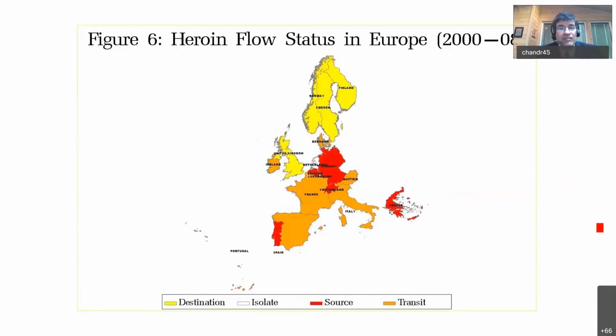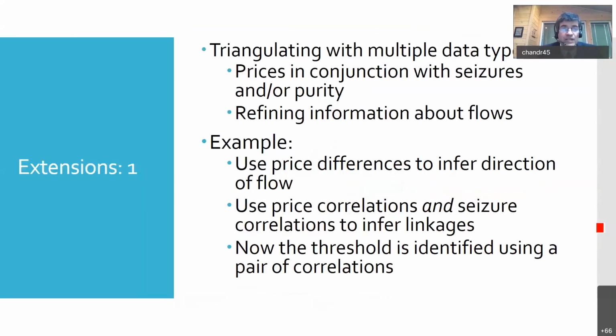Again, we can categorize countries by flow status. I'll skip that. You've already seen a couple of examples. So that's the basic story.